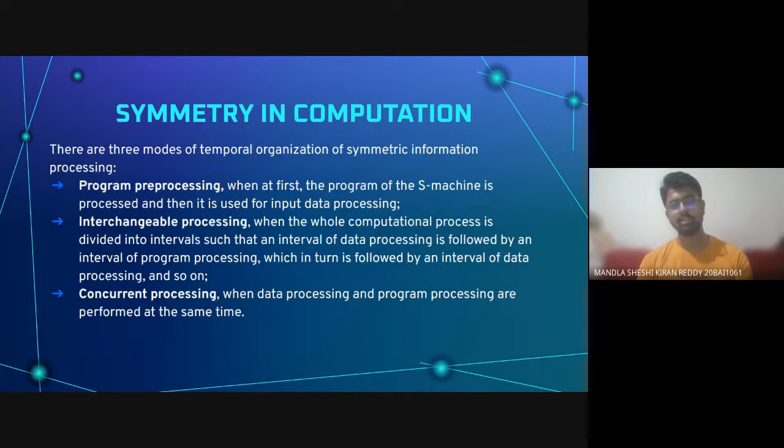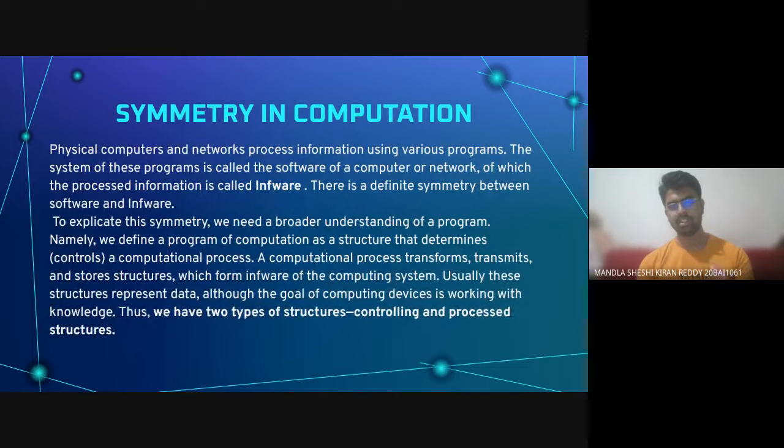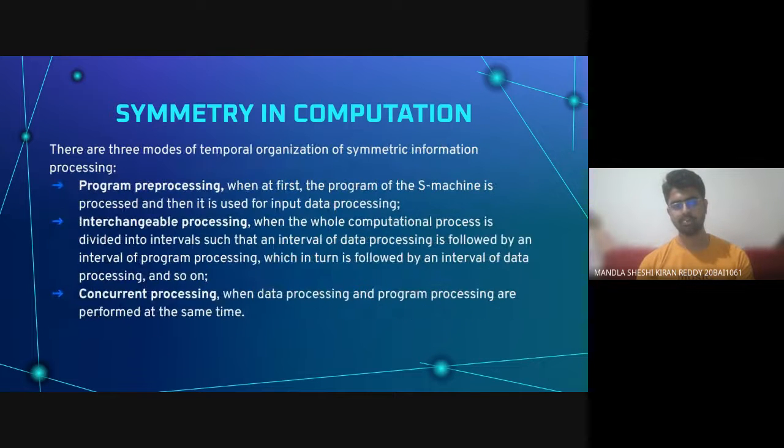There are three modes of temporal organization of the symmetric information. The first one is program preprocessing. As discussed, there are two structures: the controlling structure and the processed structure. In program preprocessing, the program of a symmetric machine is processed and then it is used for the input of data processing. First the program processing takes place, then the data processing takes place.